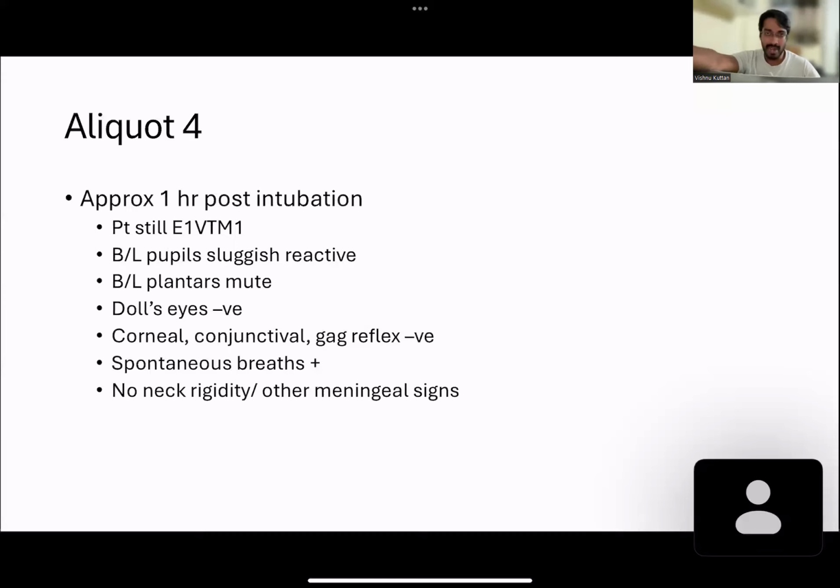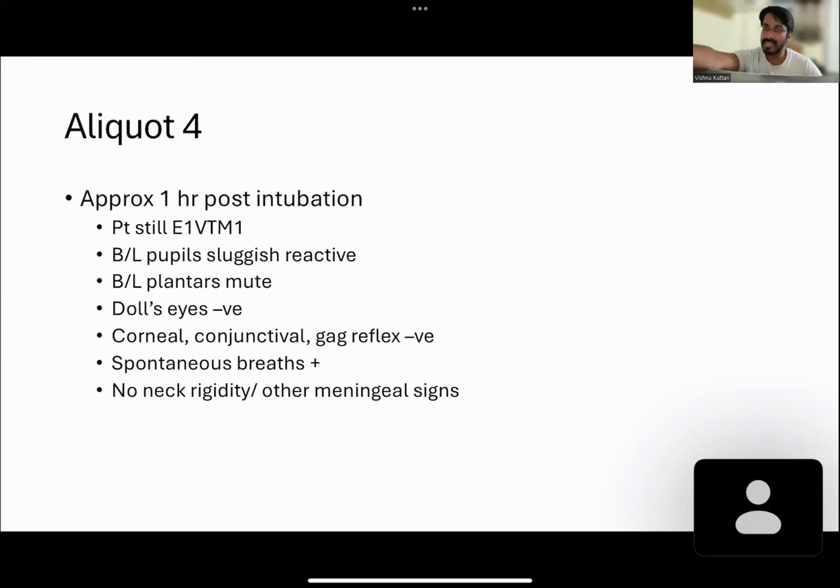The only point I would like to take from this is that the patient is immediately post intubation. You are not ideally supposed to comment on all of these things immediately post intubation, especially since the patient has some amount of renal dysfunction, and for all the rocuronium to be out of the system, it will take quite some time. But I'm just telling you this is how you should be assessing a patient who is E1 VT M1. You should be checking their plantars, their pupils, and brainstem reflexes, which are your corneal, conjunctival, gag reflexes, your doll's eye reflexes, and whether the patient is spontaneously breathing on the ventilator.